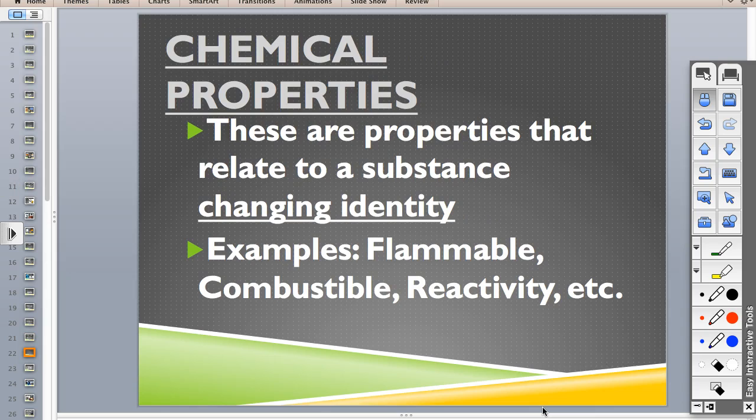Okay, so chemical properties. These are properties that relate to a substance's ability to change identity, or when it changes identity. So if something is flammable, for example, wood or gasoline, when I burn wood or I burn gasoline, that makes a new substance. When I burn something, I make carbon dioxide and water vapor. When I burn gasoline, that's the same products. Whether it reacts with something else.